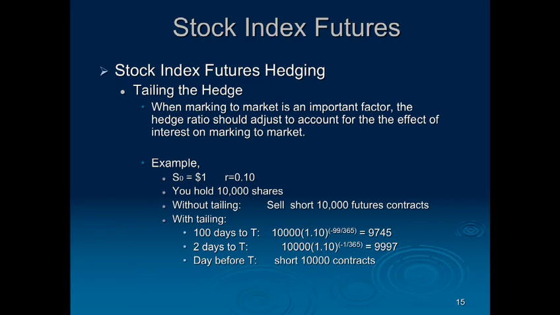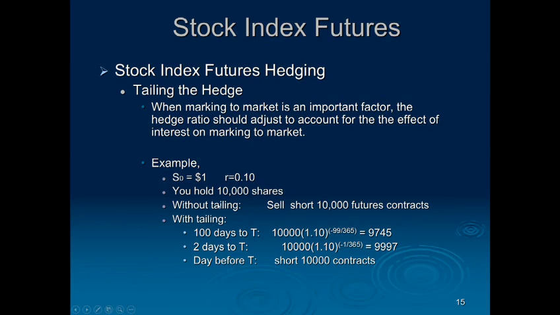Because if you consider that the interest on your cash deposit in the margin account is safe, then it's contributing to your hedge. That's the way to look at it. So here, the spot price is $1, the interest rate is 10%, and let's say you hold 10,000 shares and one futures contract is on one share, so you go short on 10,000 futures contracts.